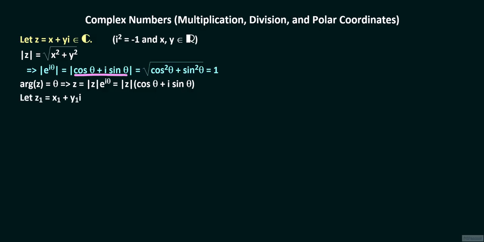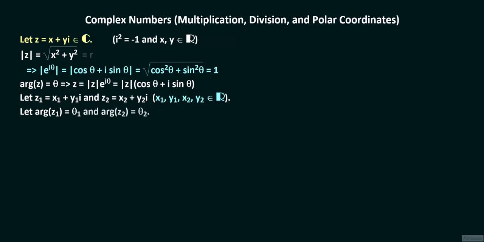Let z sub 1 be equal to x sub 1 plus y sub 1 times i, and let z sub 2 be equal to x sub 2 plus y sub 2 times i, where x sub 1, y sub 1, x sub 2, and y sub 2 are all real numbers. Let an argument of z sub 1 be theta sub 1, and let an argument of z sub 2 be theta sub 2. Therefore, z sub 1 equals the absolute value of z sub 1 times e raised to the power i times theta sub 1, and z sub 2 equals the absolute value of z sub 2 times e raised to the power i times theta sub 2.